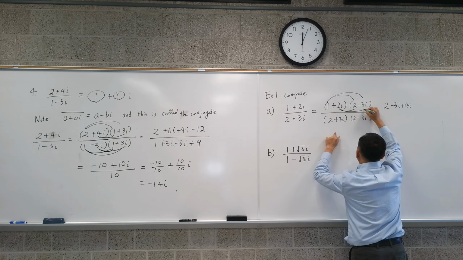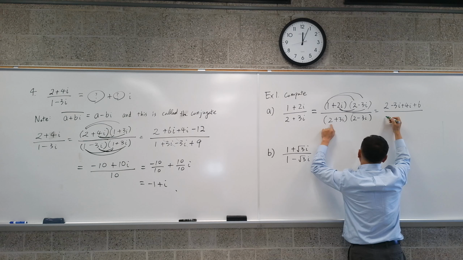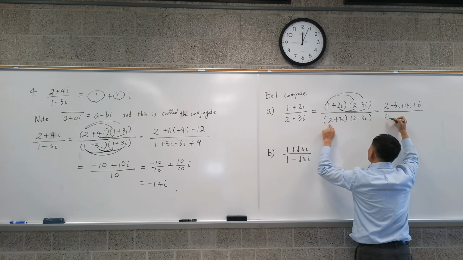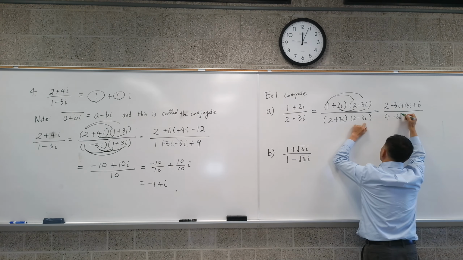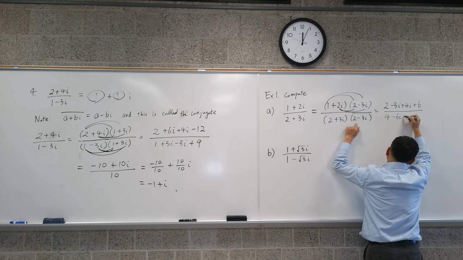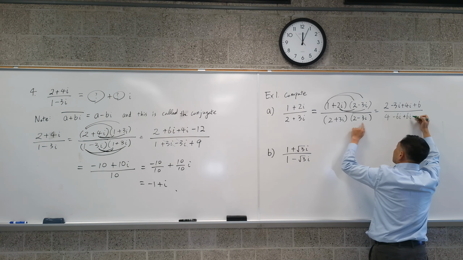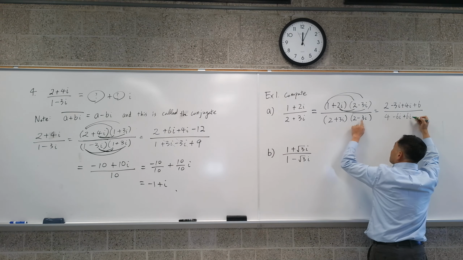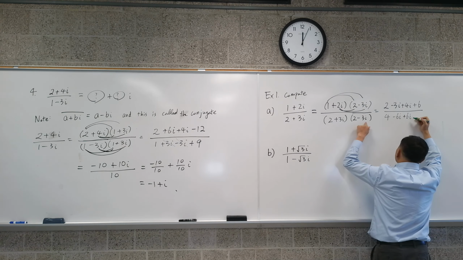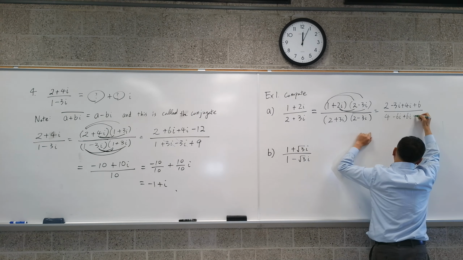Well, watch out. i times i is i squared. What's i squared? Negative 1. So you have negative 6 times negative 1, which is positive 6. And then in the denominator you have 2 times 2, which is 4. 2 times negative 3i, negative 6i. 3i times 2, which is plus 6i. 3i times 3i, well, 3 times 3 gives you 9, but i squared gives you negative 1, and with the negative sign this ends up being positive 9.